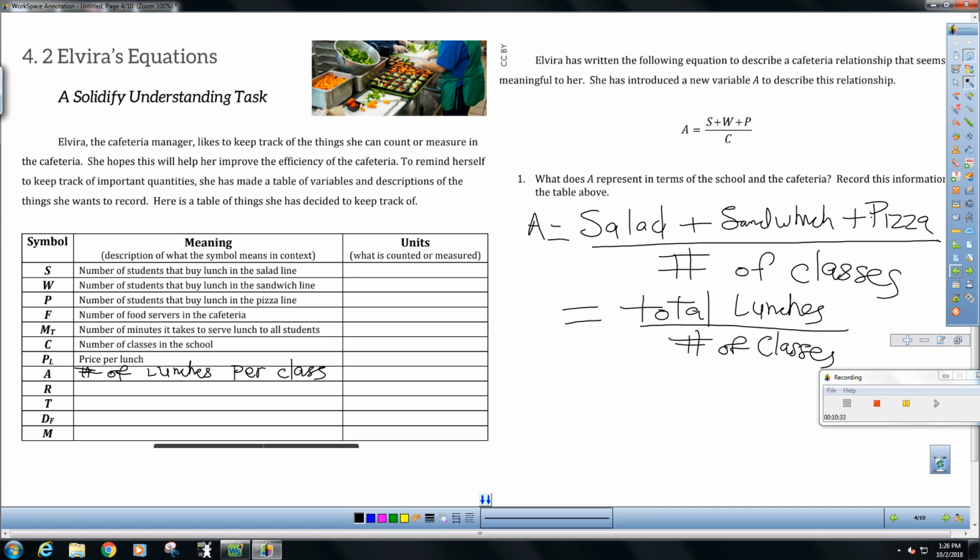So R, what was R? Money received. And T is total lunches.